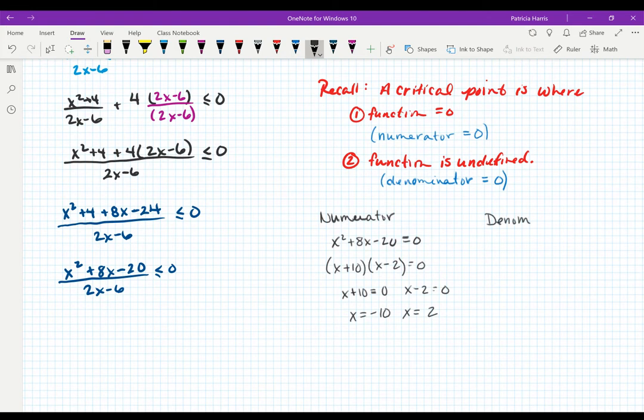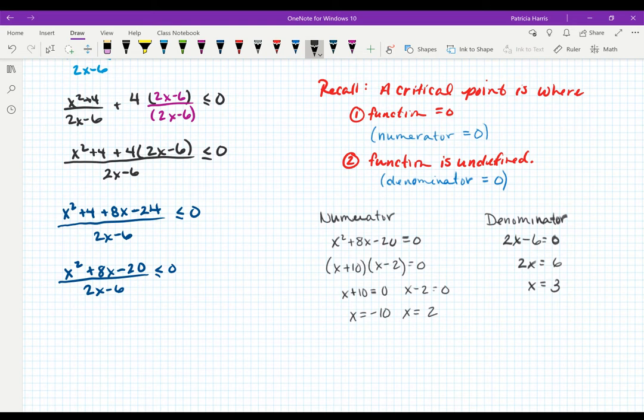Now remember, since this is where the function is not defined, okay, these will always get open dots. Okay, so we'll take our denominator, set it equal to 0 and solve. Okay, our function is undefined at x equals 3. Okay, so now let's put these on a number line and see what gives us a true statement.